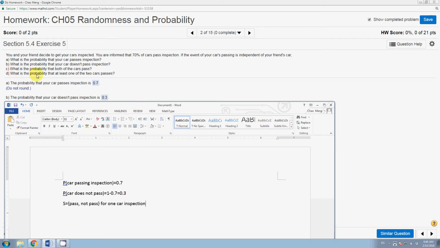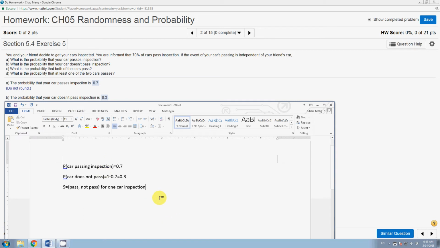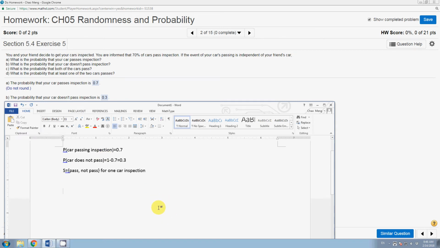And the third question is, what's the probability that both of the cars pass? Now we are looking at two cars. So if we talk about the two cars, the event we are interested in is the number of cars that pass the inspection. For this random event, what's going to be the sample space, or what are the possible outcomes?